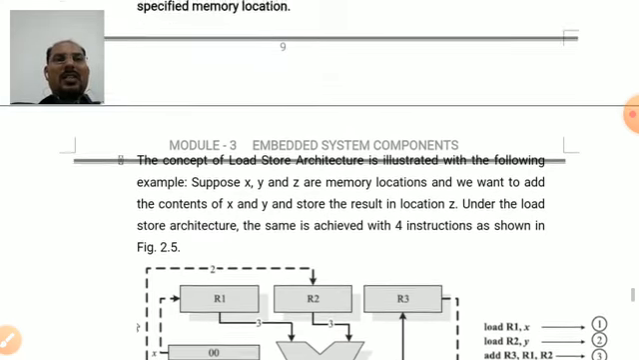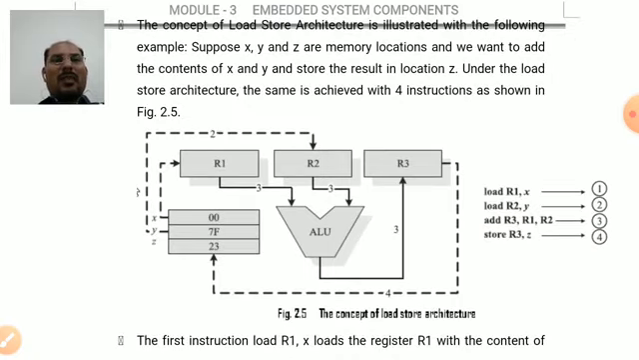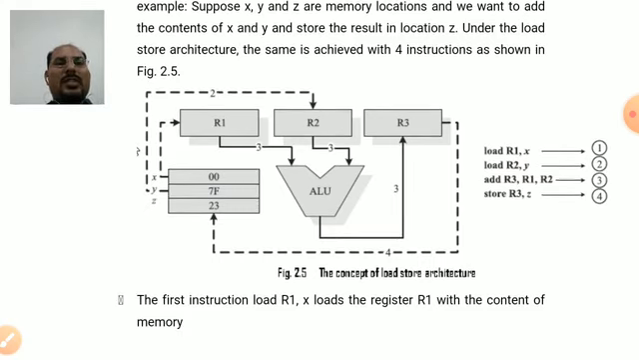Suppose x, y and z are memory locations and we want to add the contents of x and y and put the result in location z. How do we do it? See here. The first instruction is load r1 comma x. X is a memory location from which we are taking the data and loading into the r1 register. Load r2 comma y. Y is another memory location. From that memory location we are taking another data and loading into r2.